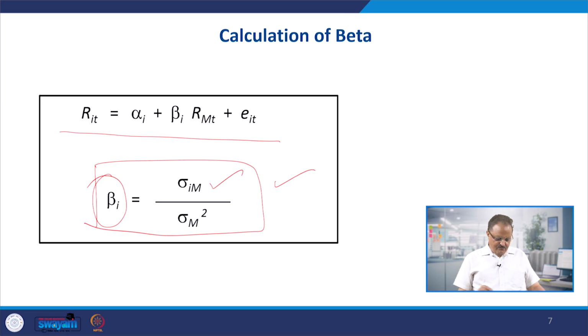If they are not traded in the market, market return is not there. So you cannot calculate the covariance of the return on the individual security and market return, and you cannot have the denominator either, that is, the variance of the market return. So you cannot calculate beta. Therefore, you cannot use this model for a privately held company, or maybe a partnership firm or a sole proprietorship.